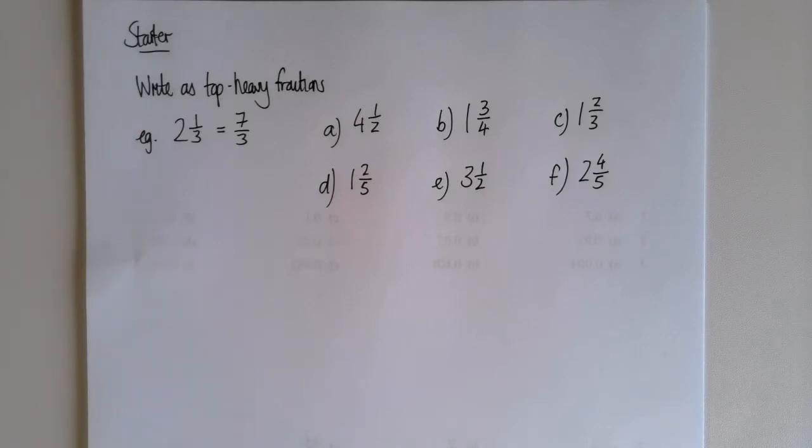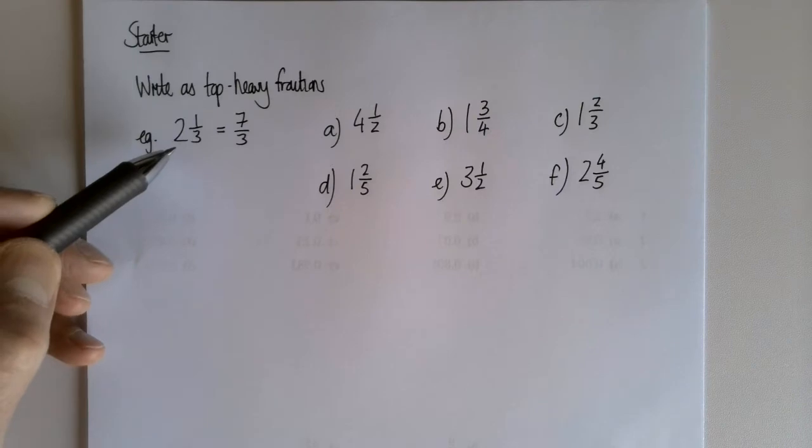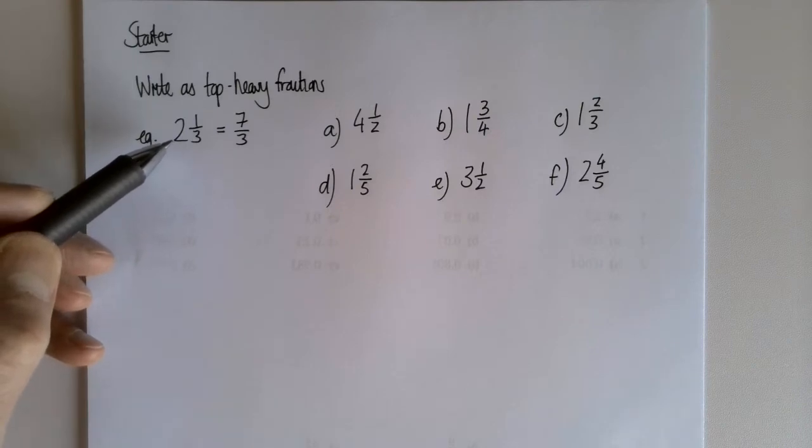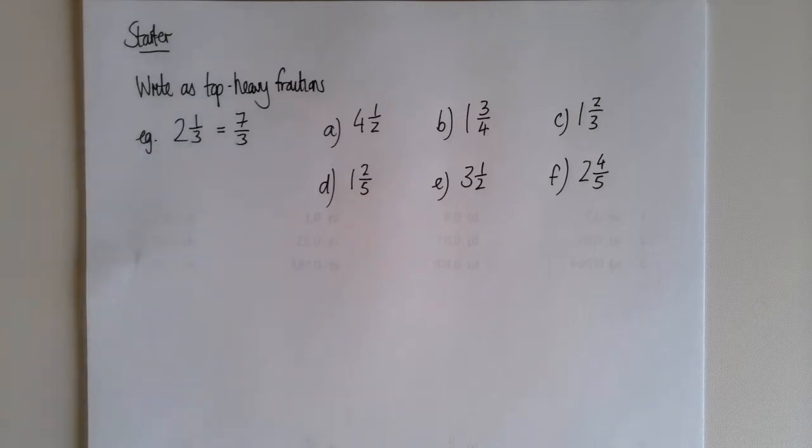We did it the other way around yesterday, so just see if you can write these mixed numbers as top-heavy fractions. I've done an example here for you. 2 whole ones, each whole one you can break into 3/3, so that's 6/3 with an extra third gives you 7/3. Pause and have a go at the others.